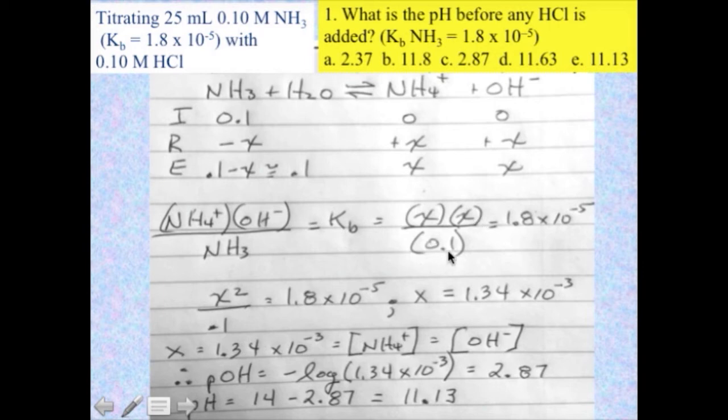And we set up our mass action equation to equal the Kb. X squared over 0.1 equals 1.8 times 10 to the minus 5. So X equals 1.34 times 10 to the minus 3, which is the concentration of ammonium ion and the concentration of hydroxide ion. So the pOH is the negative log of this number, which comes out to be 2.87. And of course, the question is asking for pH. Therefore, we have to take 14 minus 2.87 to get a pH of 11.13.